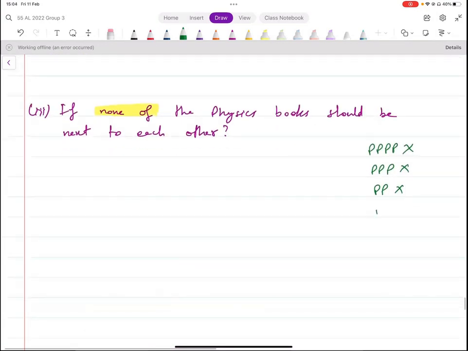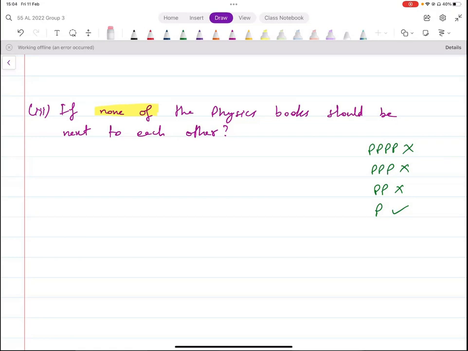यहाँ पे क्या है? Only this possibility can be there. Single physics book एक साथ होएगी, बाकी सारे जो है वो अलग-अलग होंगे. सारी मतलब physics books एक दूसरे के साथ नहीं आ सकती. एक दूसरे से उनकी separation होएगी. ठीक है? No 2 physics books can be together. Is the difference clear to everyone? Yes, sir.